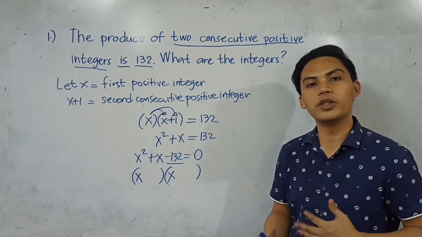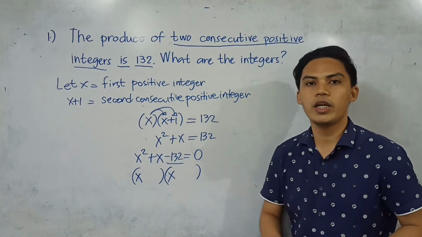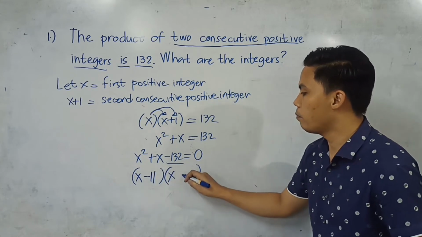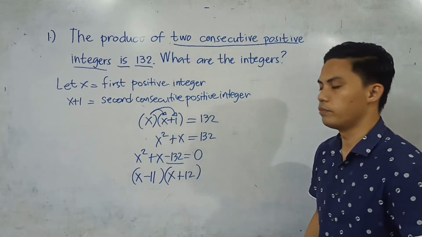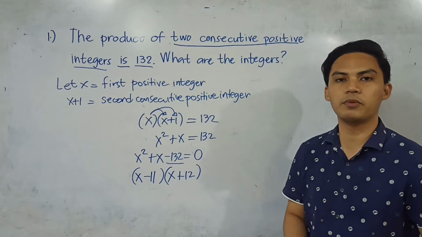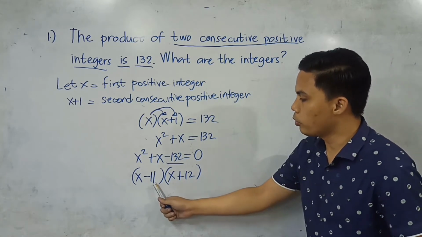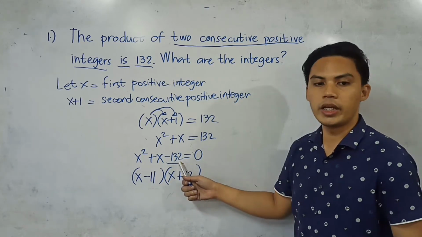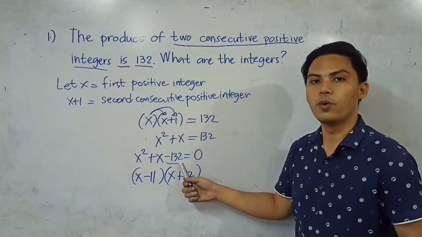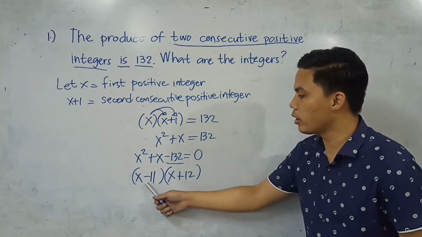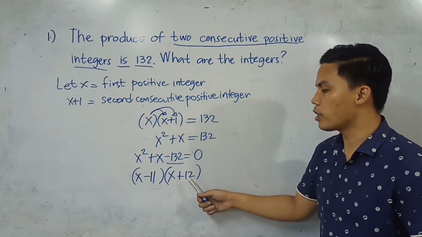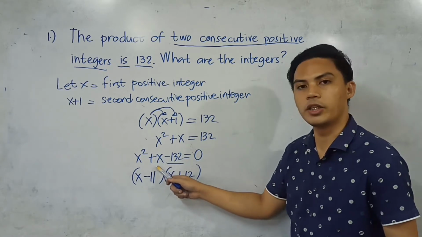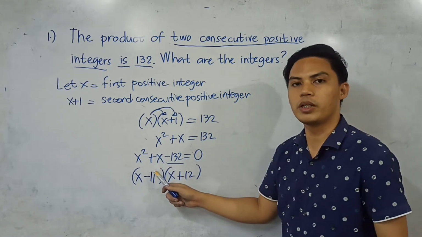We have a lot of factors of negative 132. But then again, yung kukunin lang natin is yung makasatisfy sa condition natin. And that would be negative 11 and positive 12. Okay, bakit negative 11 at saka positive 12? Kasi nga, if we're going to multiply negative 11 at positive 12, the answer would be negative 132. Tapos, pag i-add naman natin silang dalawa, negative 11 plus positive 12, the answer is positive 1. So, nakuha natin yung middle term natin or numerical coefficient ng middle term.